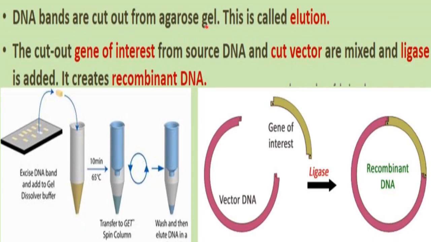Okay, once we have seen these fragments of DNA, what is done? These bands are cut from the agarose gel, and this process is called elution. The cut out gene of interest, or you can say the DNA, from source DNA and cut vector are mixed and ligase is added. So gene of interest, that foreign piece of DNA, and vector are mixed and ligase is added with them, because we need to attach our gene of interest with the vector, right? So ligase is added here, and it creates recombinant DNA.